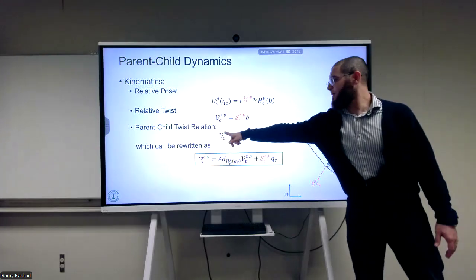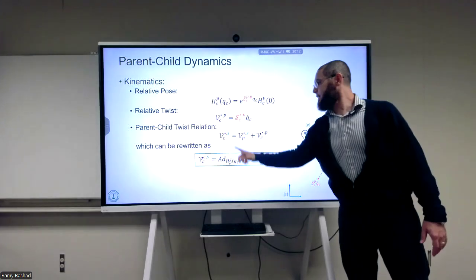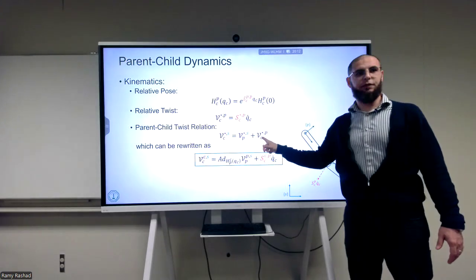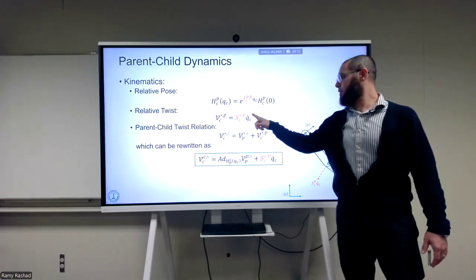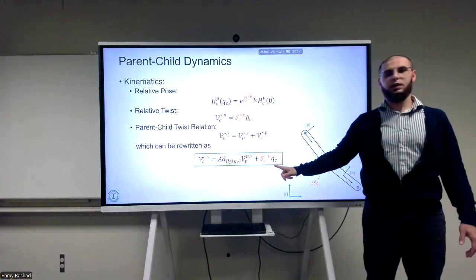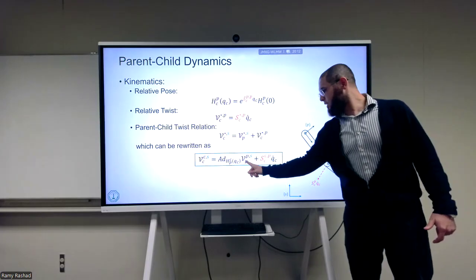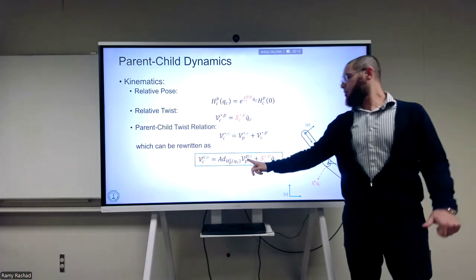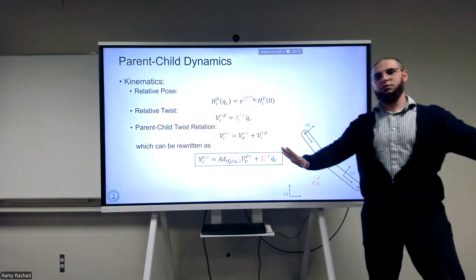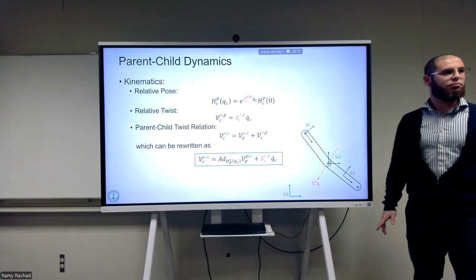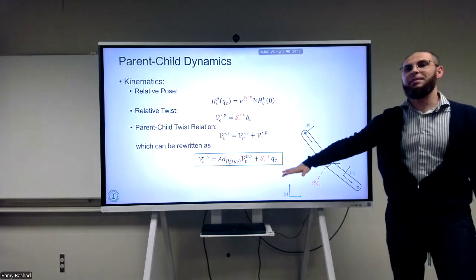If we choose to represent this in the C frame, then this in the C frame is equal to that in the C frame plus this in the C frame. If this is represented in the C frame, we said that this is equivalent to the screw axis multiplied by Q dot. And if this is represented in the C frame, we can relate it to the twist of P with respect to S expressed in the P frame by the adjoint from the P to the C. If you know how to go from this equation to that equation, you're in good shape. Okay? Make sense? So that's the kinematics. This is all of the kinematics.